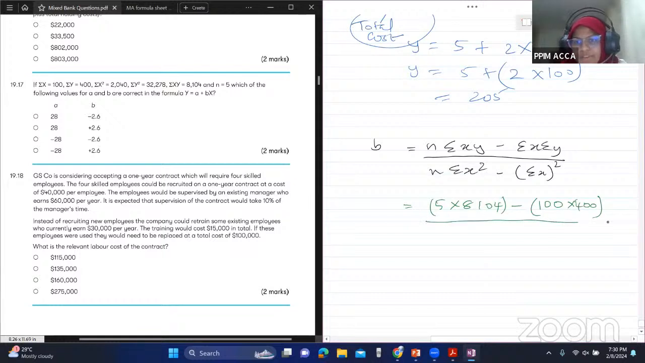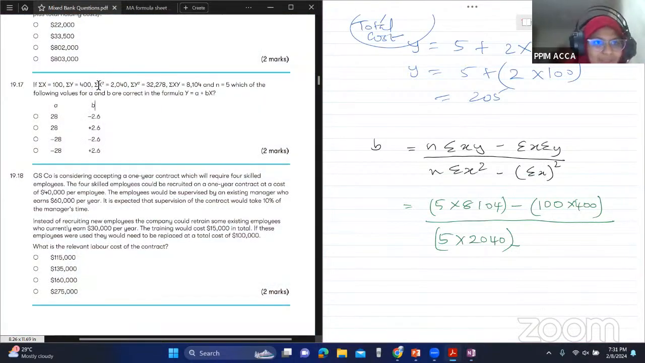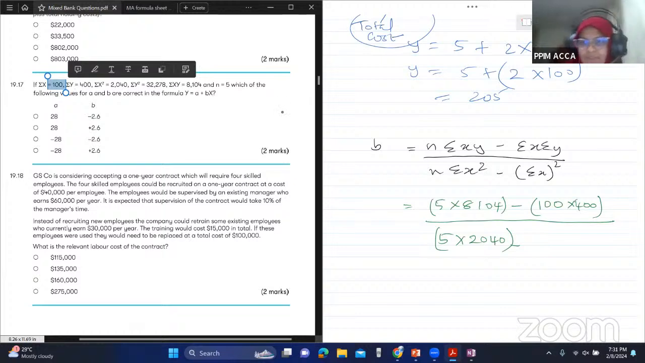This whole thing you have to divide again by n times sigma x squared. So n is again 5. Sigma x squared is also given directly, 20,040. Minus sigma x, and the whole thing squared. Okay, so there's another figure called sigma x squared. They're not asking for that. They're telling you to take sigma x and square that. They're two different things, so be careful. Sigma x was 100, and the whole thing you have to square. If you do this, you will be able to get the answer for b.